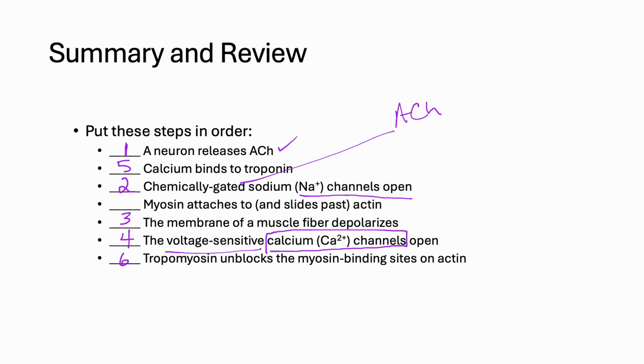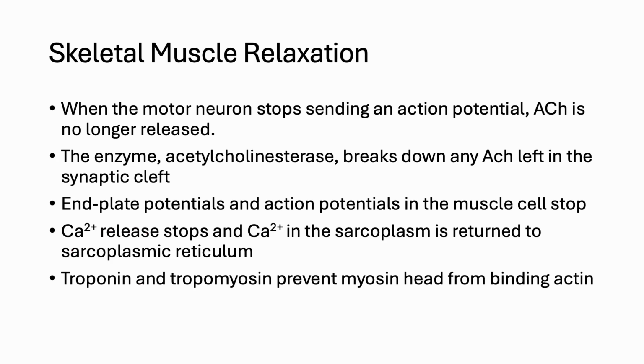Then the whole troponin-tropomyosin complex changes shape and shifts, and opens up the binding site for myosin on actin. And finally, the myosin attaches to actin, and cross-bridge formation causes the shortening of the sarcomere. Now we know that we don't contract our muscle and it just stays contracted. Muscles contract and then they have to be able to relax.